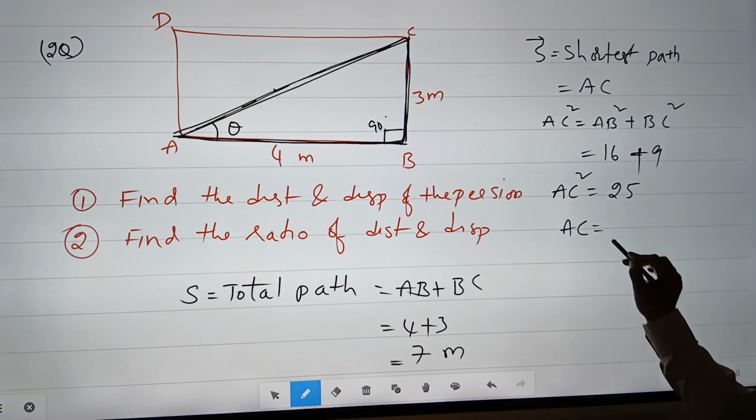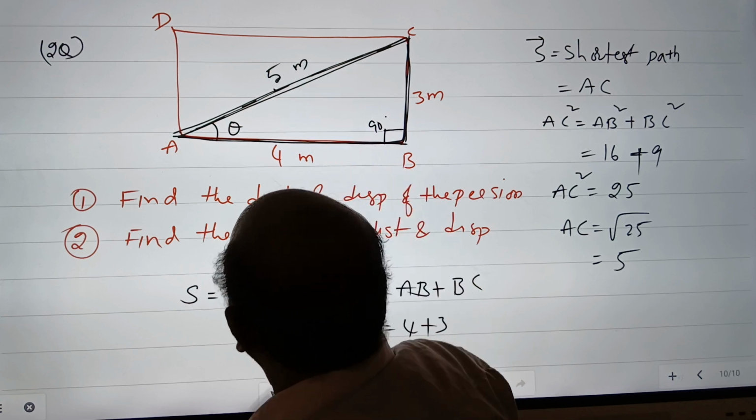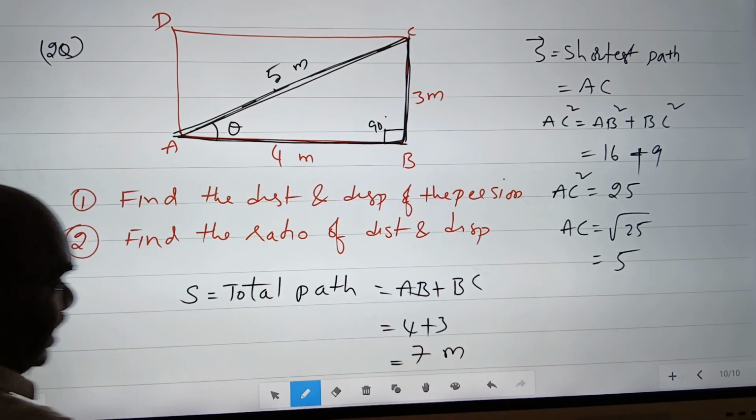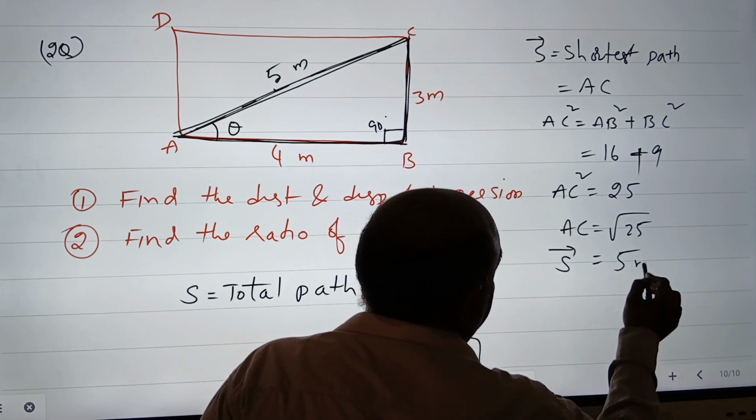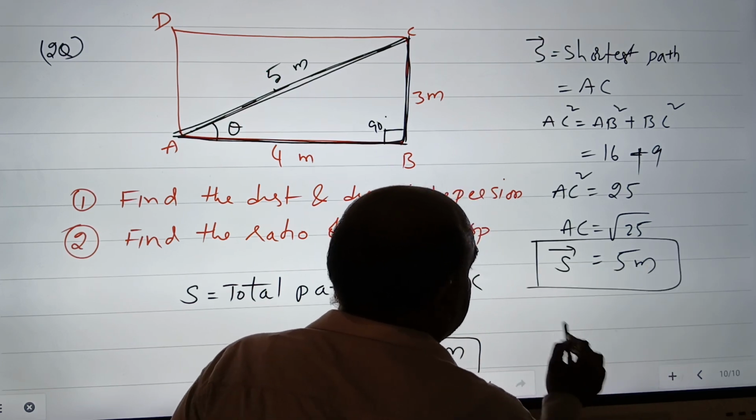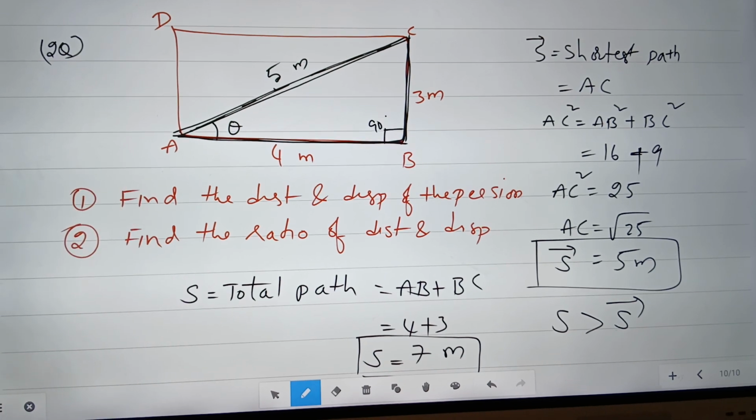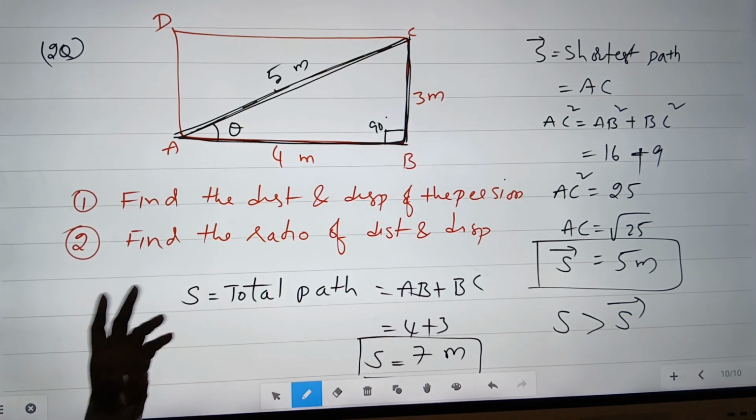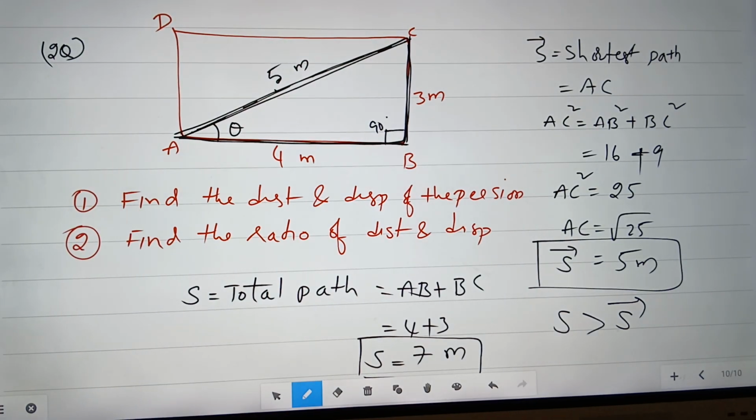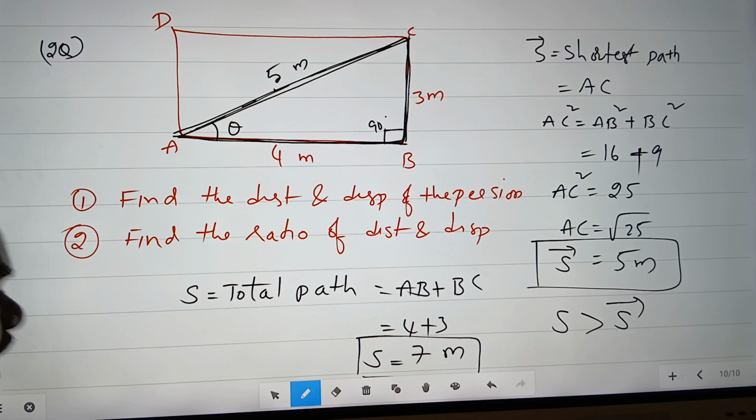AC is equal to root 25. Root 25 is 5. That means from here to here the distance is 5 meter. You can easily understand that the distance we got is 7 meter, and the displacement we got is 5 meter. Which is greater? Distance is greater than displacement. Remember that all the time: distance is always greater than or equal to displacement. Sometimes it may be equal. In this case it is greater.